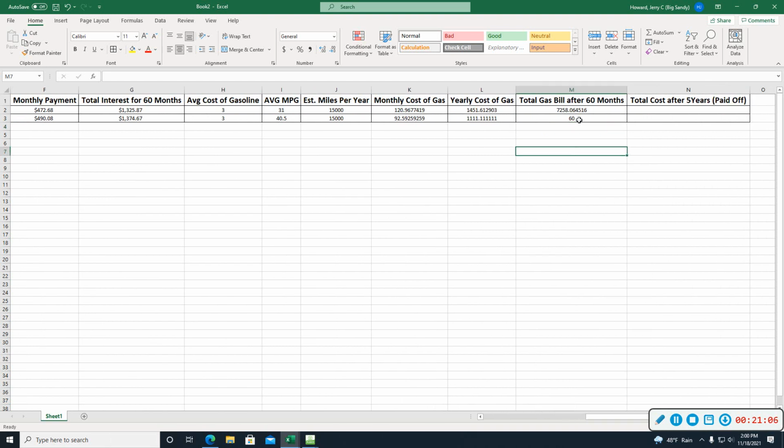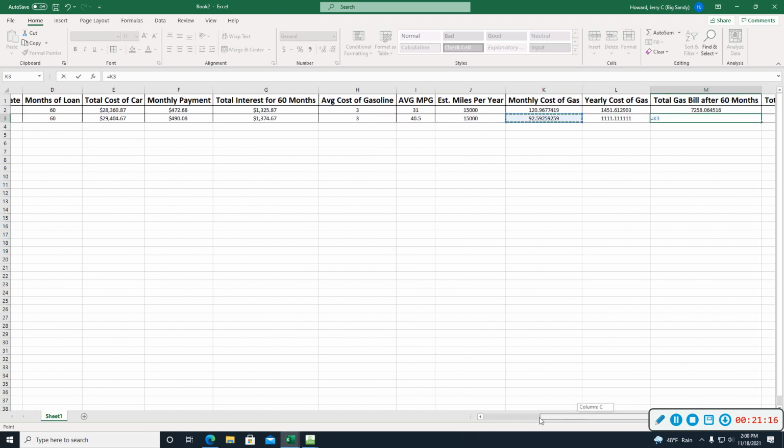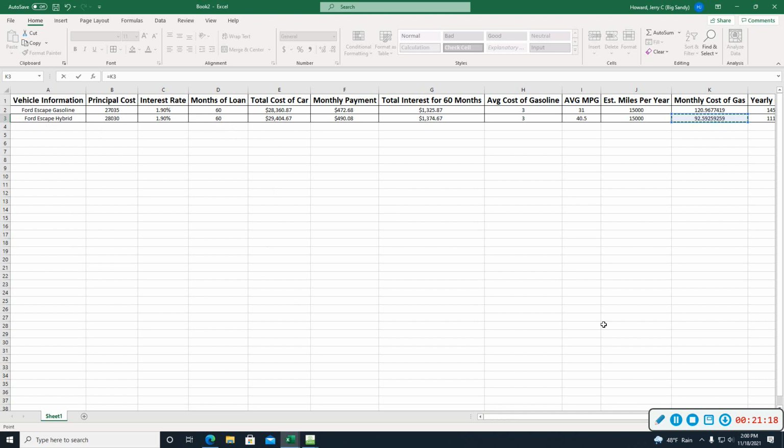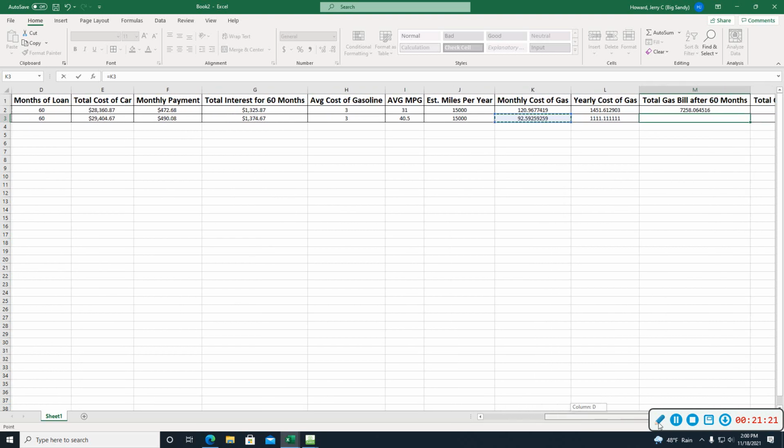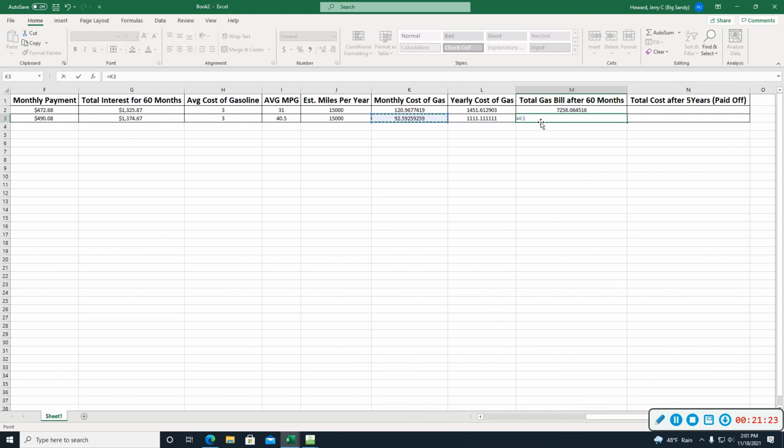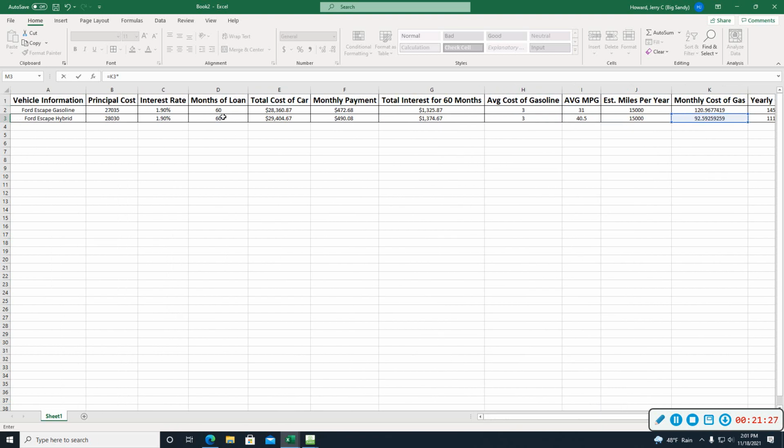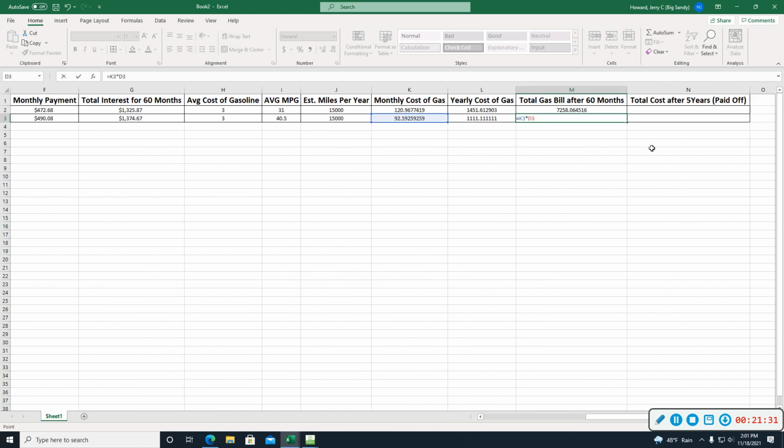So something didn't turn out right there. Again, we'll hit equal, grab the monthly cost of gas, and then we are going to times it by how many months we took a loan out to purchase this. I go back and look, make sure everything's in there. That looks a lot better. So we've got all that in.